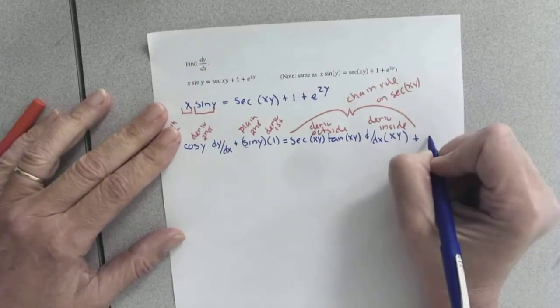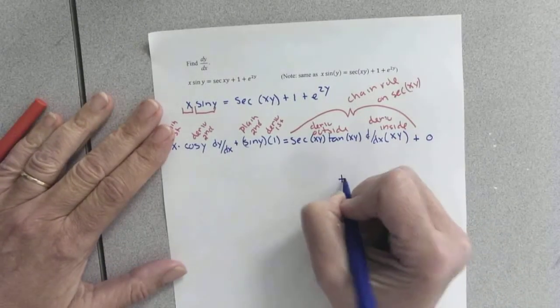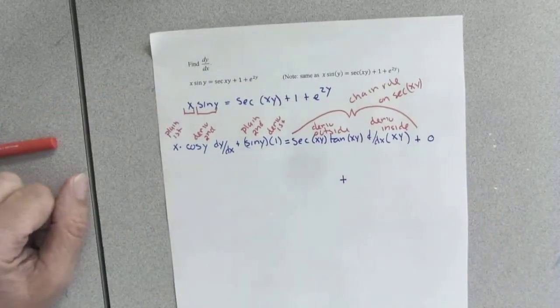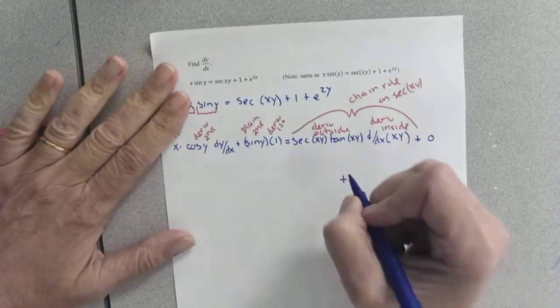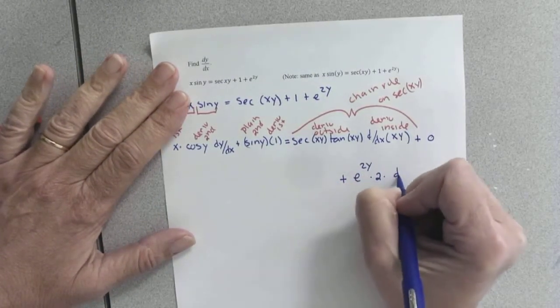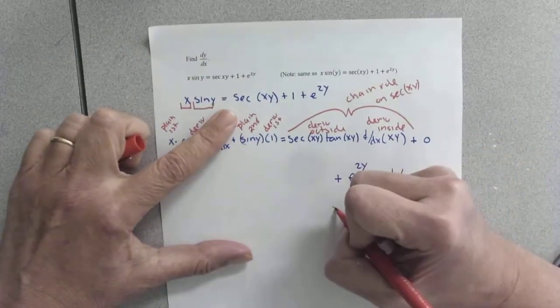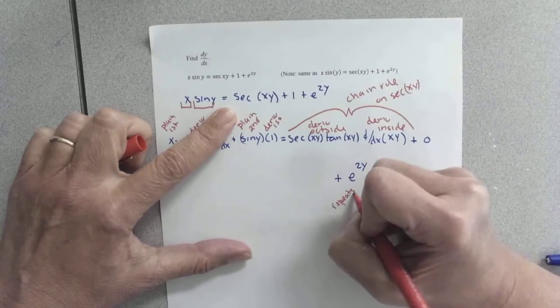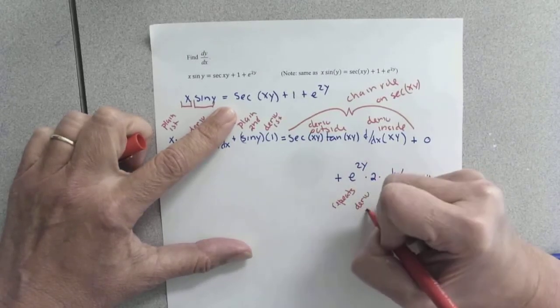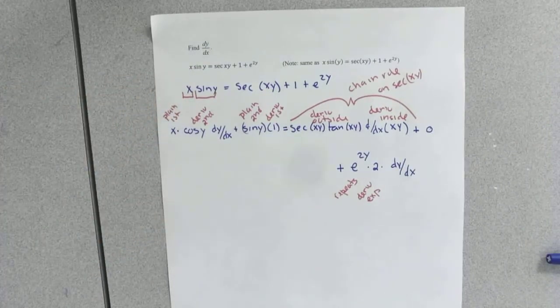Now I've run out of room, so I'll drop down. Derivative of 1 is 0, and then I've run out of room, so I'll drop down. Then I get that e to the 2y repeats, derivative of exponent, then I just differentiate a y, so dy dx. So there's my first sort of pass on differentiating.